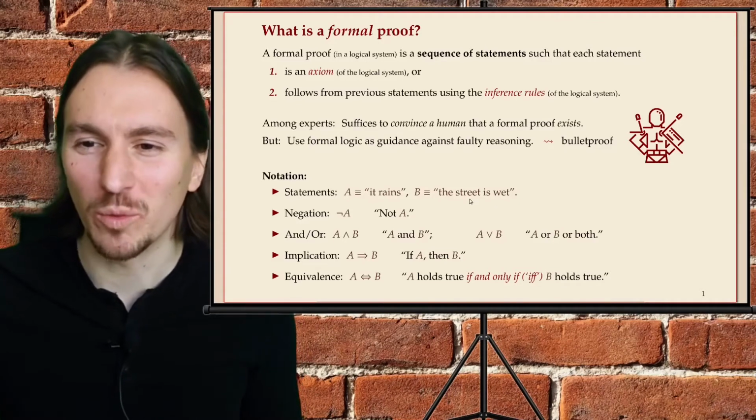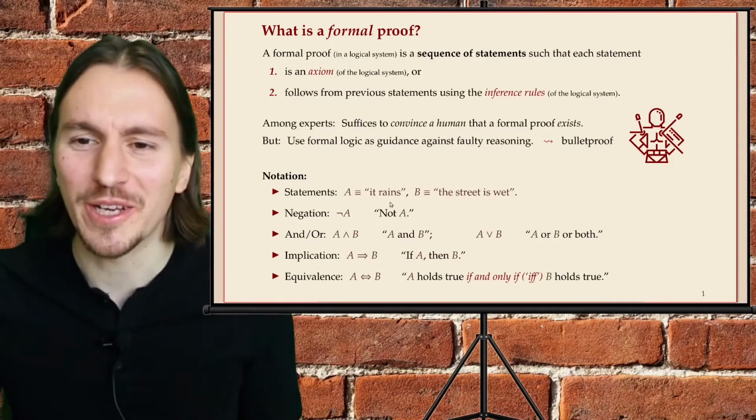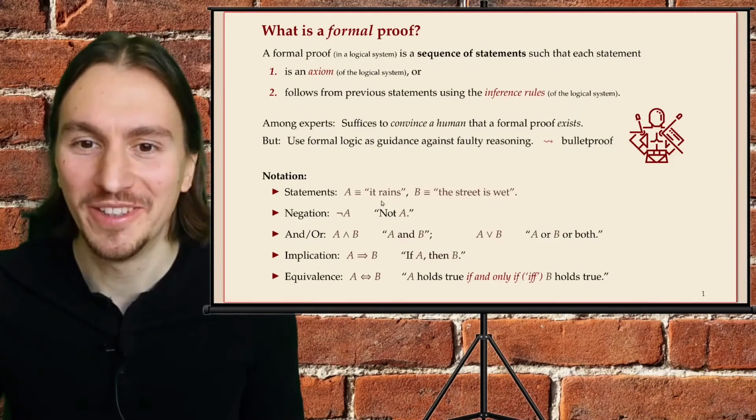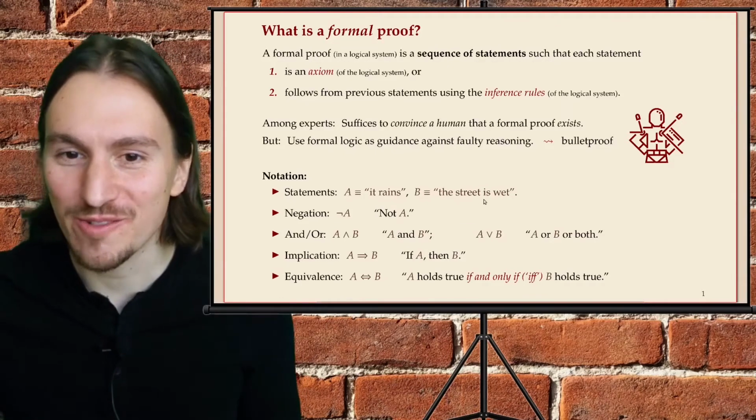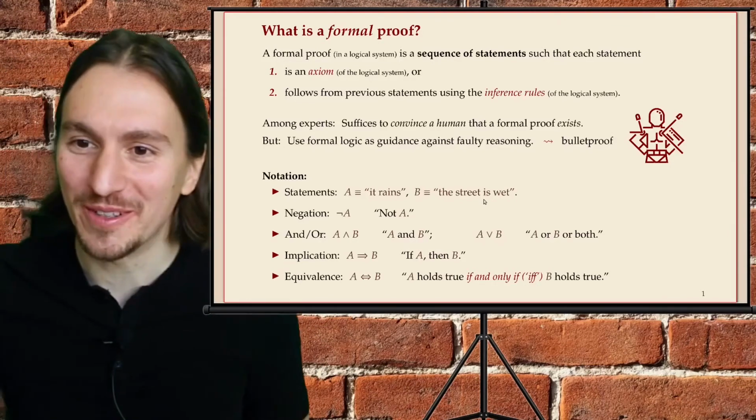Okay, this is fairly vague. What street? I mean, also it rains is vague. Where? When? But let's suppose now and here where I am. And the street is wet. Well, the one outside of my window. Let's take this one.